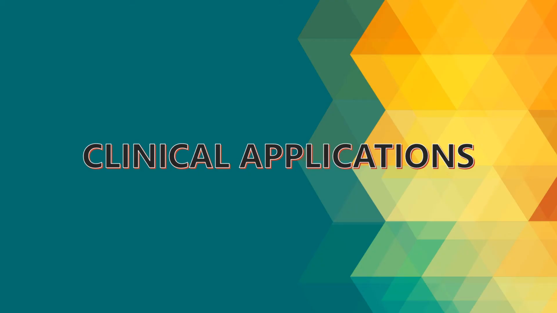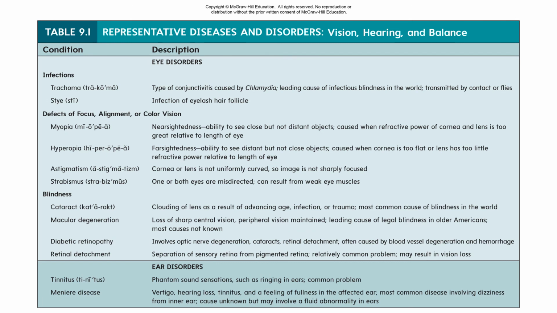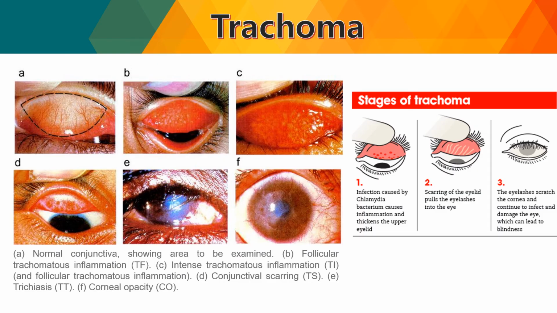So for the clinical applications, these are the representative diseases and disorders for vision, hearing, and balance. We will get into some of the examples. Just check on this table from your book or from this lecture that will be provided to you. First we have trachoma. This is an infection caused by the chlamydia bacterium, and it causes inflammation and thickens the upper eyelid. Scarring of the eyelid pulls the eyelashes into the eyes, and then the lashes scratch the cornea and continue to infect and damage the eye, which can lead to blindness.